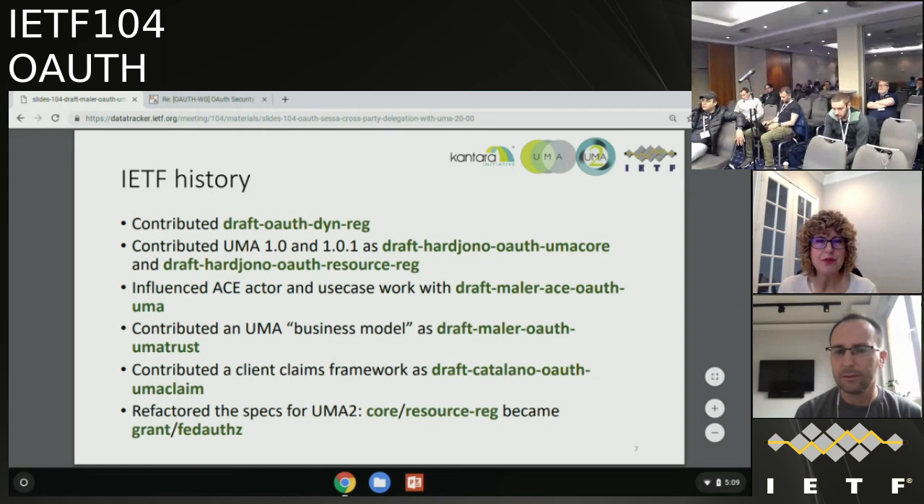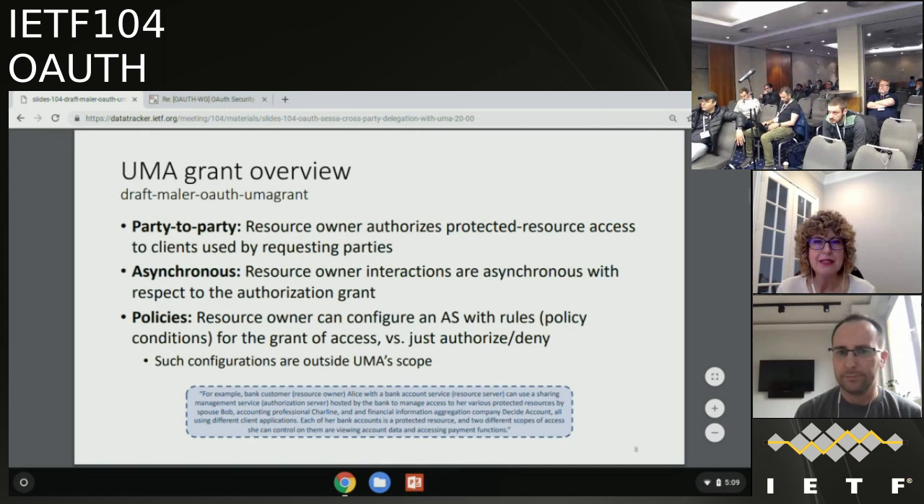So now, just one slide on each of these specs to say what you can see in them. Next slide, please. So let's discuss the UMA grant for OAuth authorization.